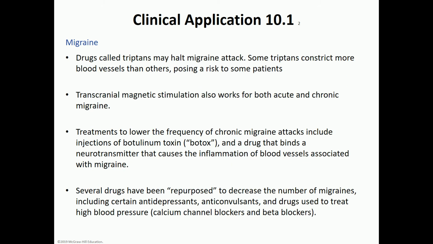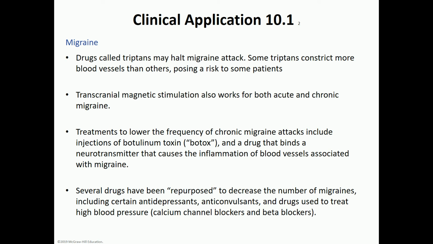Now, how do we treat migraines? Well, there are certain drugs known as triptans. Okay, those lead to the constriction of the blood vessels supplying these neurons, but it does have a disadvantage or a side effect that could pose some risk to some patients. So leading to the vasoconstriction can lead to hypertension and other risk factors. So that's something that you want to keep in mind.